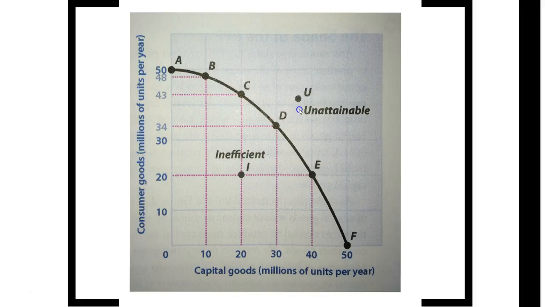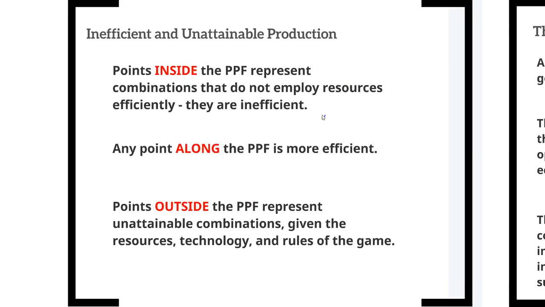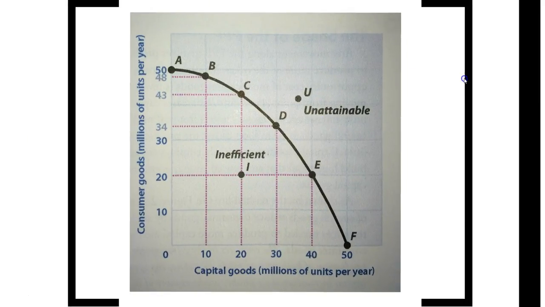43 million units of whatever per year with, I don't know, 38 million units of capital goods per year. This is unattainable. And inside the curve, anything inside the curve is inefficient. So on the curve is the most efficient that we will ever see. Inside inefficient, outside unattainable. So inefficient and unattainable production.